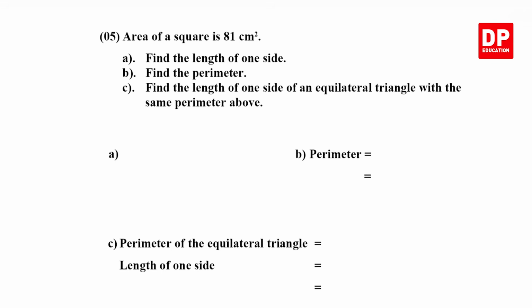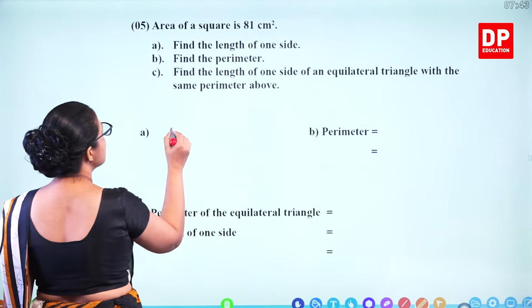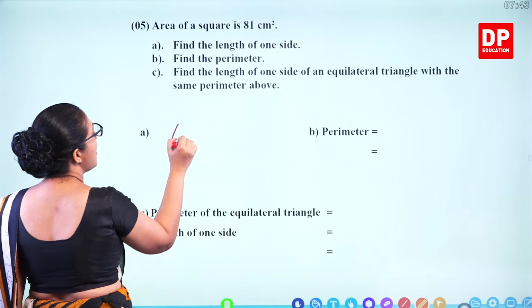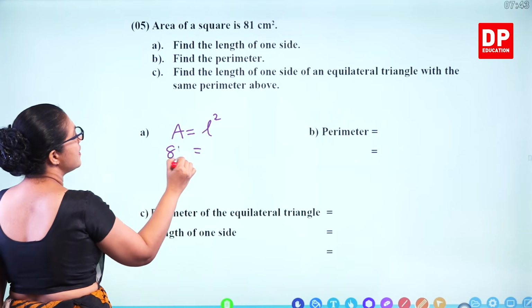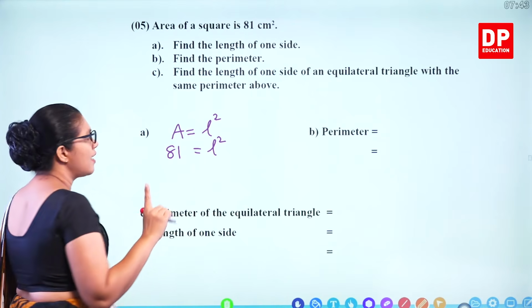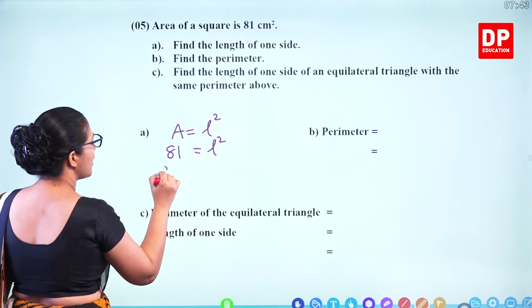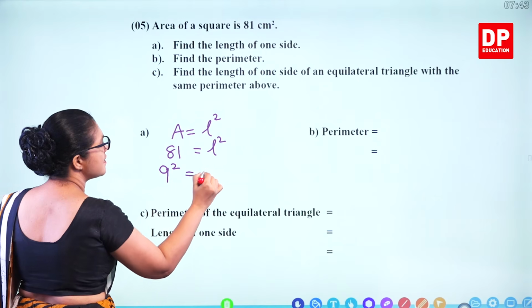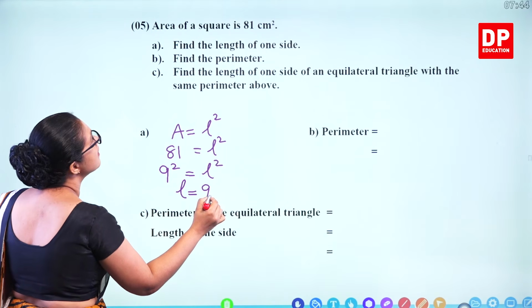Area of a square is 81 square centimeters. Find the length of one side. So how do you find out the length of one side? Area is L squared. So 81 is L squared. How do you get 81? 9 times 9. So you can write 9 squared is L squared. So L becomes 9.